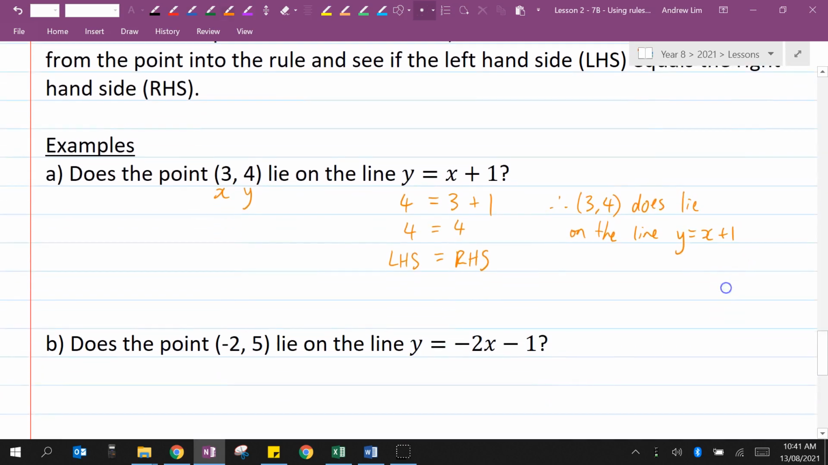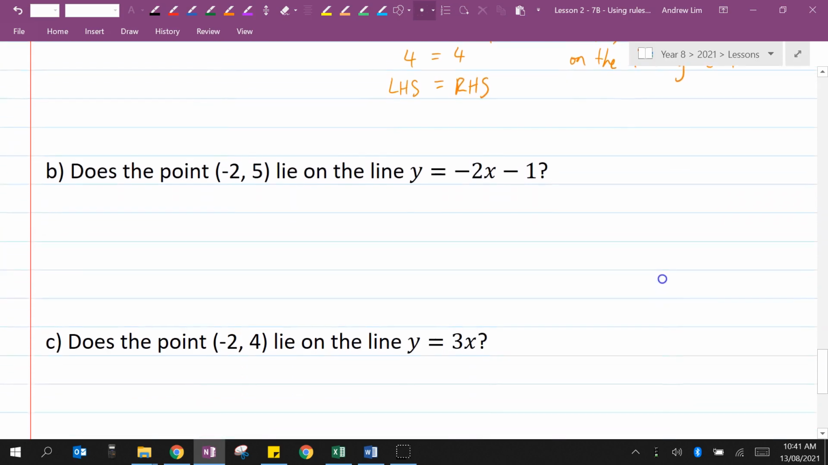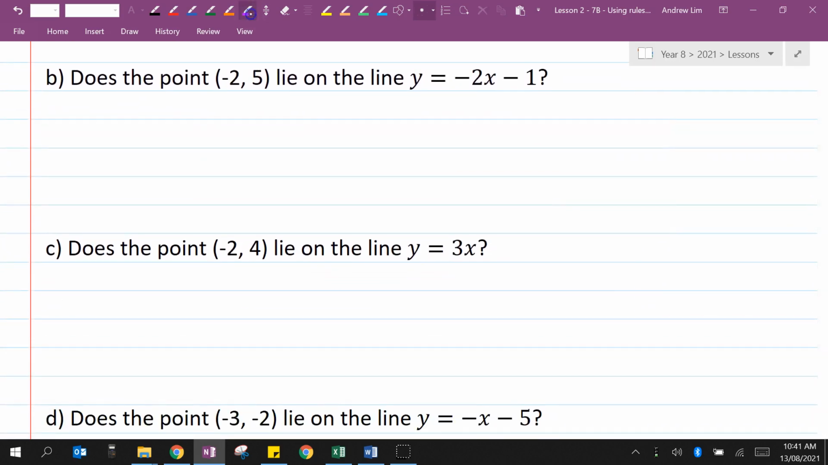Let me go through one more with you and then you can have a go at questions C and D. Does the point (-2, 5) lie on the line y equals minus 2x minus 1? I'm going to replace y with 5. We've got minus 2 times x. I'm going to replace x with minus 2, minus 1. Okay, so we need to work out what the right-hand side is equal to.